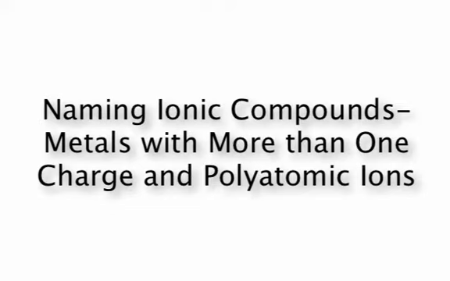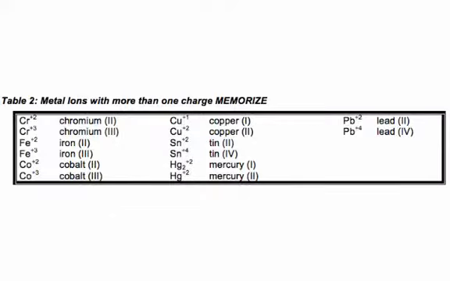In this video, I'm going to go over how to name ionic compounds with metals with more than one charge and using polyatomic ions. These are the 7 metal ions that have more than one charge. You are to remember what they are.